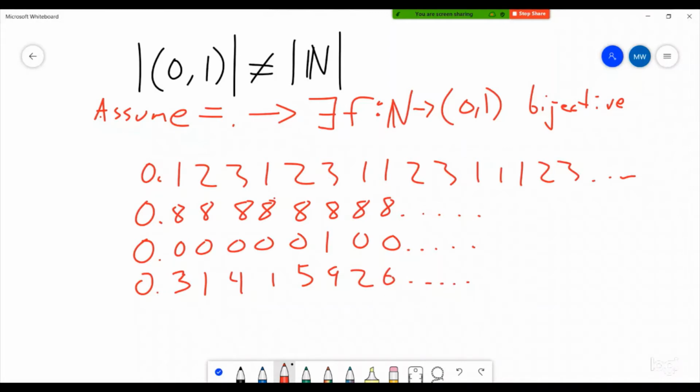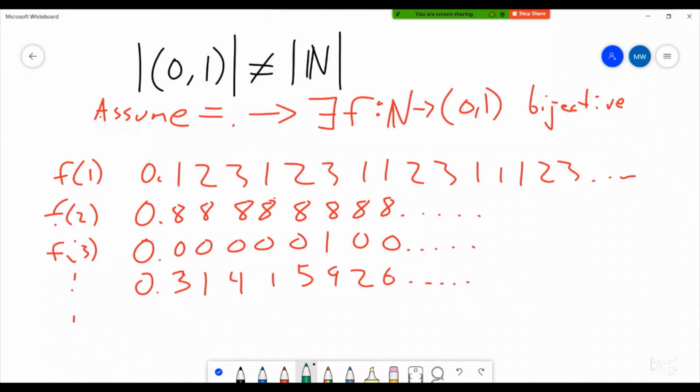So we have a whole bunch of these, which are f of 1, f of 2, f of 3, and so on. We're assuming that we are able to list every single one because we have a bijection from the natural numbers to the interval 0 to 1. So anytime there's a bijection from the naturals to something, that means that you can list them.